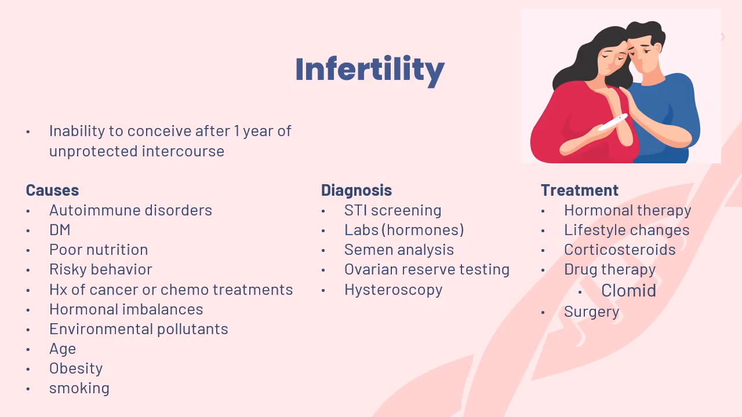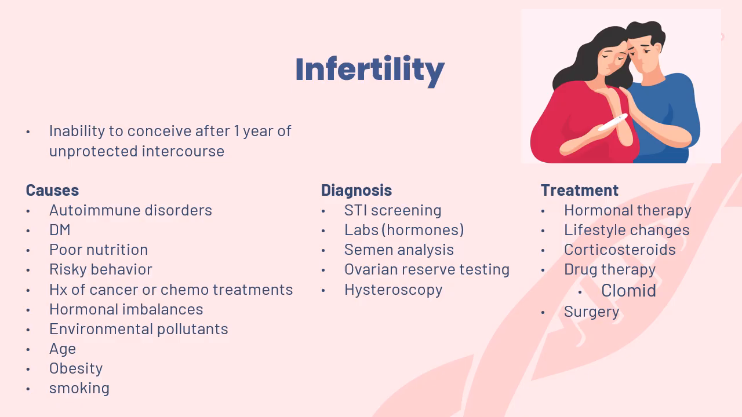Environmental pollutants, age, obesity, and smoking. How do we diagnose infertility? We have to figure out what's going on. What's happening? Of course, we want to do some STI screenings to make sure that's not the cause. We want to look at our hormone levels and do a semen analysis.